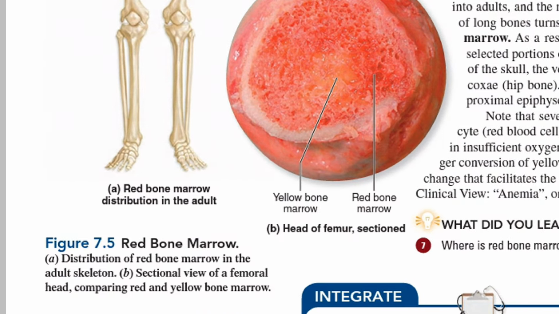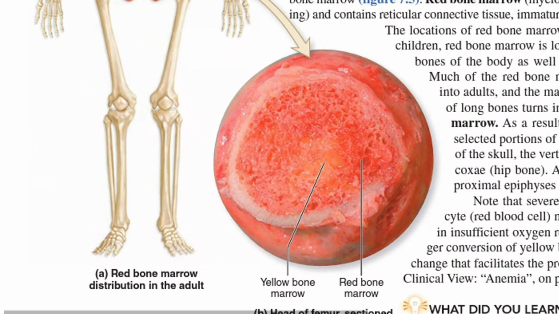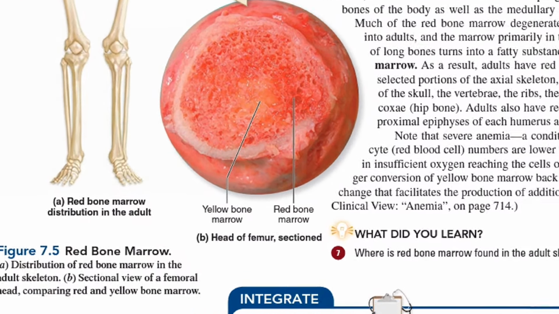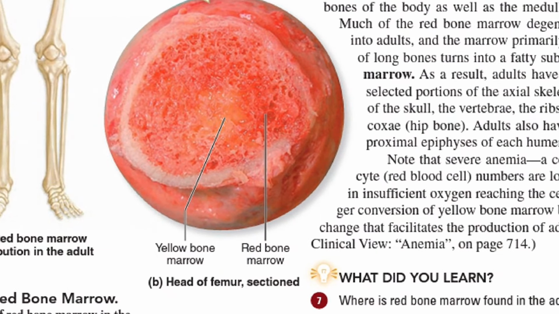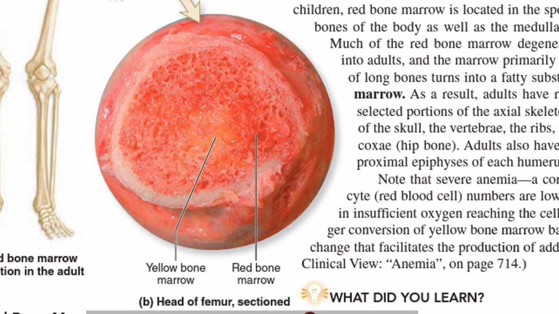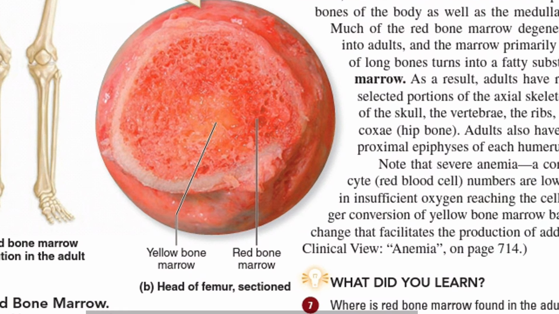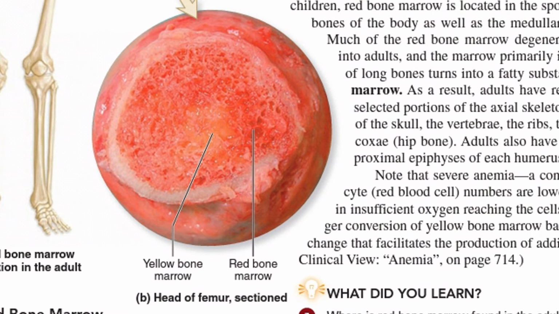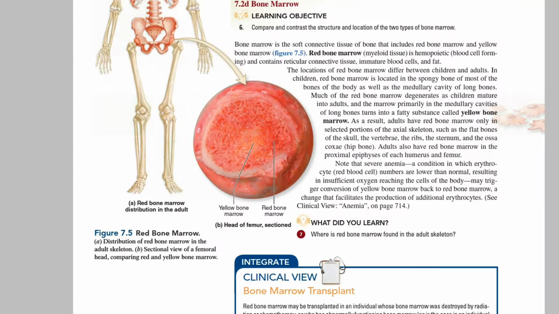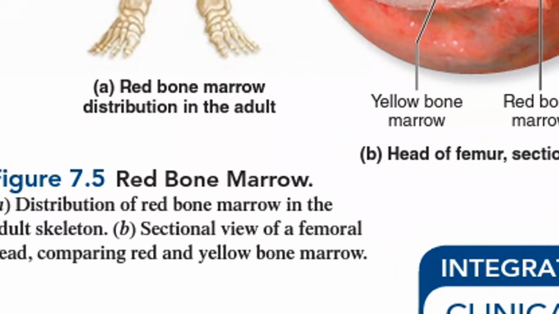Now in this figure, red bone marrow is shown. Here you can see the head of the femur shown in section, and inside the head of the femur you can see yellow bone marrow is present, and also there is the presence of red bone marrow. What these bone marrows are made up of and what the functions of red and yellow bone marrow are, we are also going to discuss in this lecture.